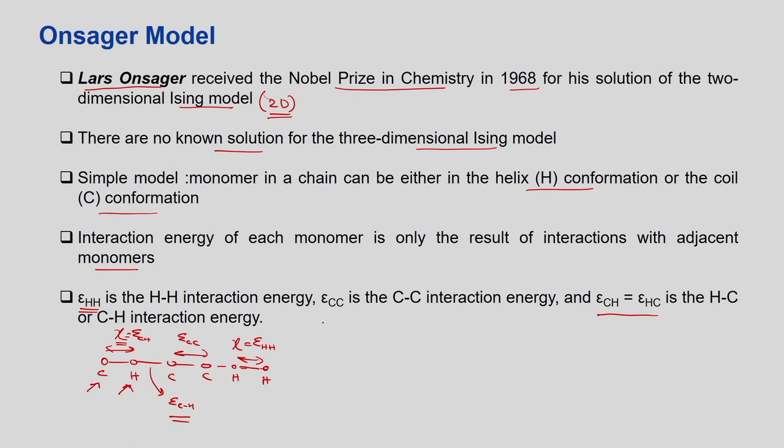Now, we may ask, what is the probability that I observe this particular chain CC? How will you write that? You have to enumerate all the possible states. But in that, you have to understand how many chains we have. You have to also define that. So let us see how we can do that.